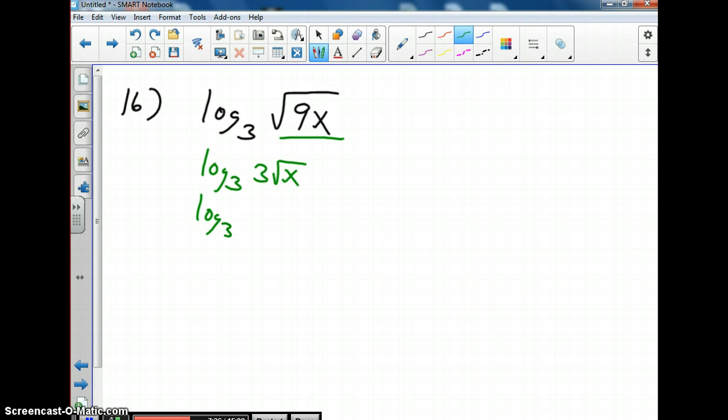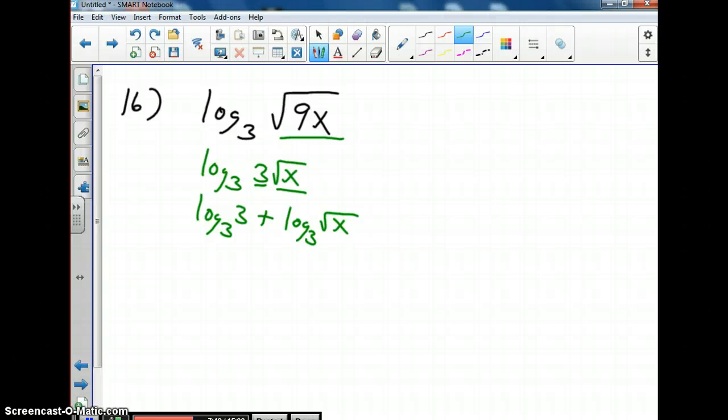Log base 3 of 3 plus log base 3 of square root of x, right? Remember, they're multiplying 3 times the square root of x. So multiplication is addition, right? Okay, let's go to the next part now.